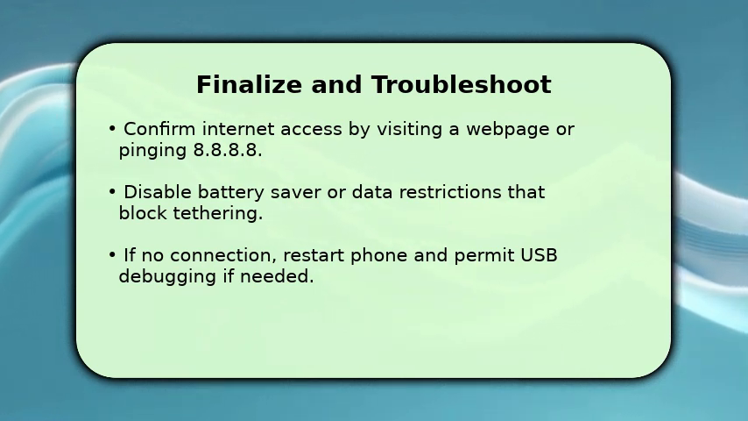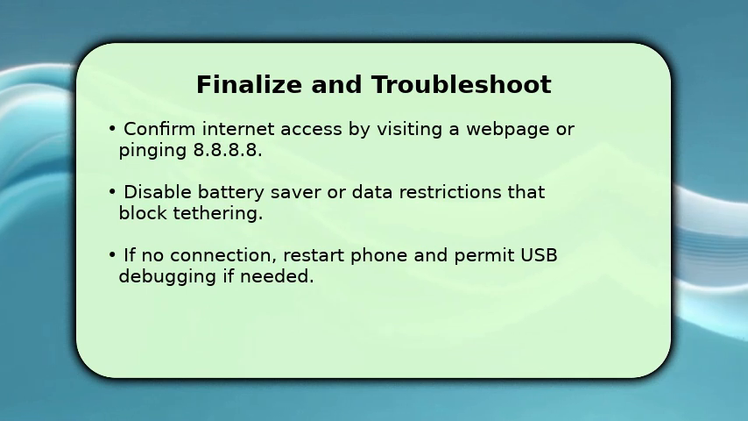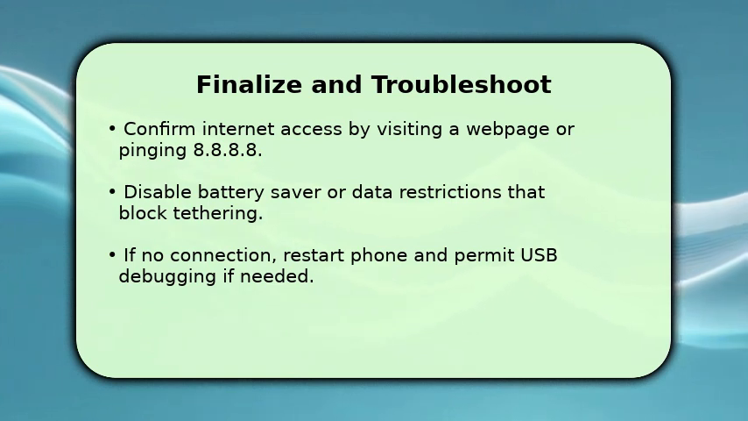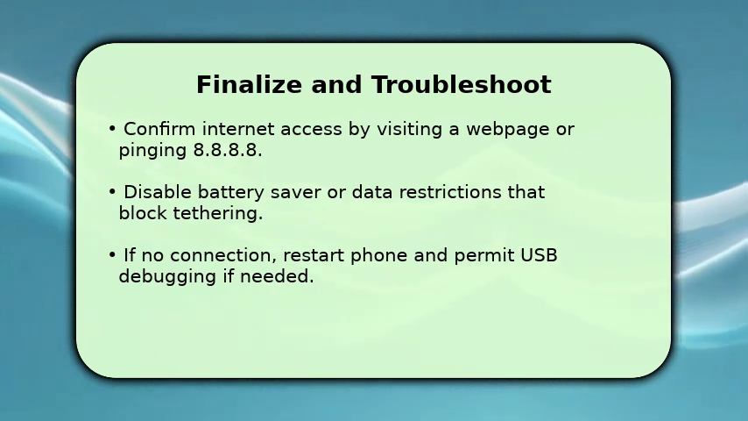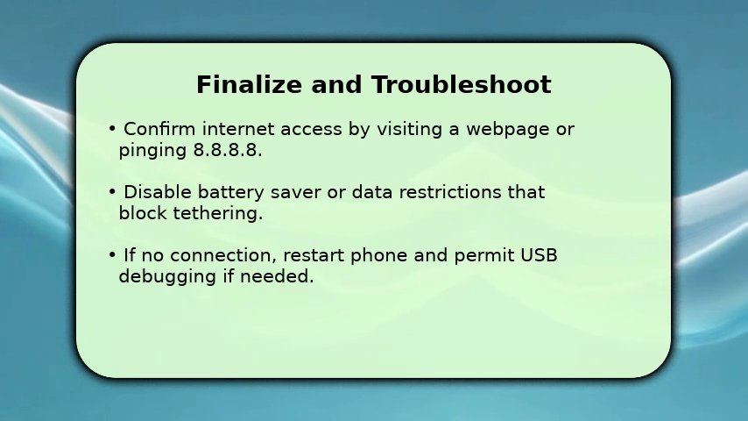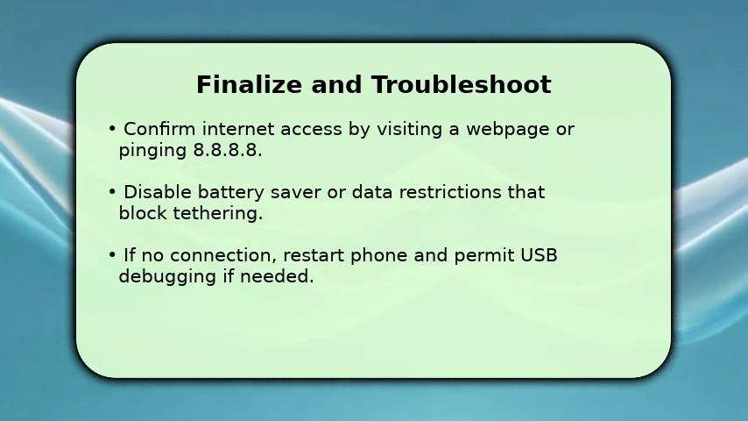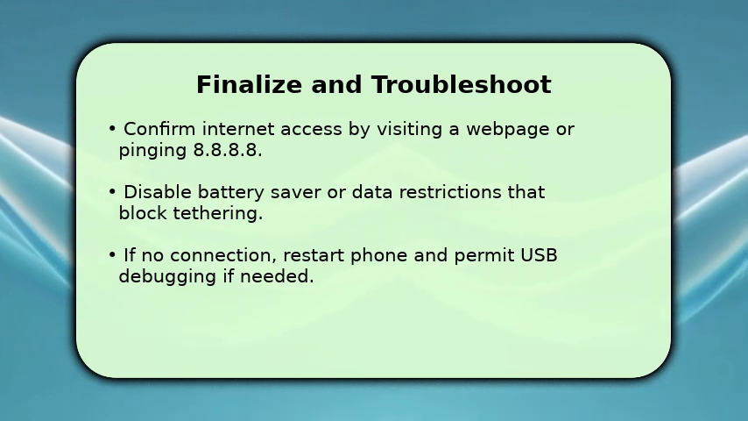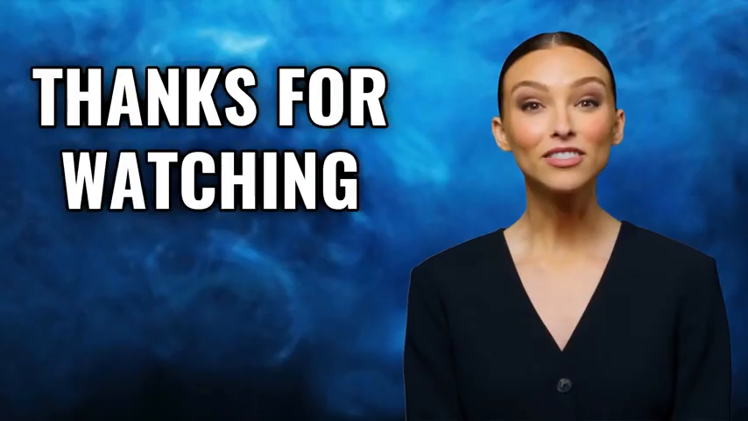If the connection fails, unplug and reconnect the cable, restart the phone, and re-enable USB tethering. If still broken, enable USB debugging briefly to inspect logs. One key troubleshooting tip: try a different data cable or USB port first. It fixes most hardware-related connection issues.